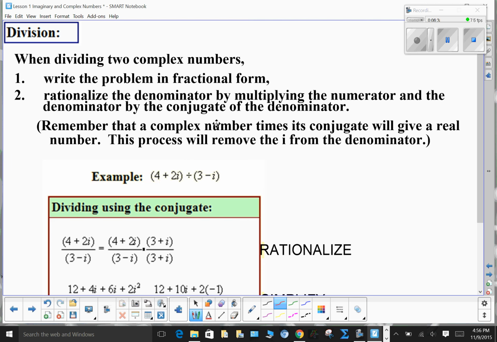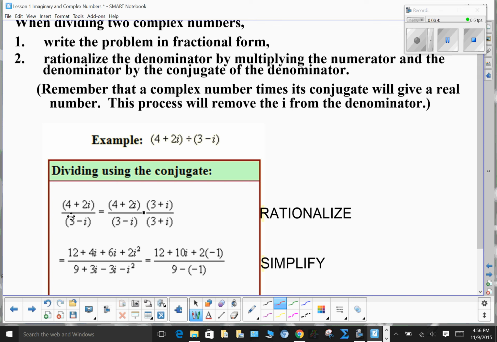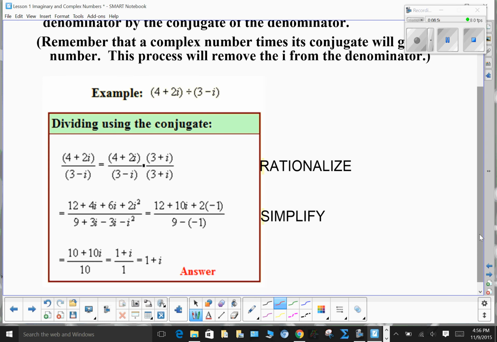When dividing two complex numbers, you simply have to clear the denominator. I've got 3 minus i. Well, I multiply it by a form of 1, so 3 plus i over 3 plus i. 3 plus i is the conjugate. The top I have to FOIL. The bottom winds up being the difference of squares: 9 minus negative 1. Well, that's just 10. And I simplify.